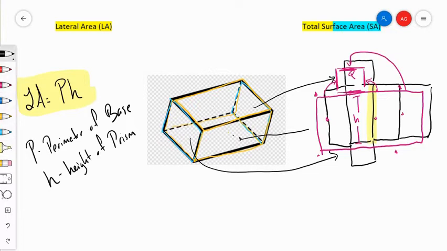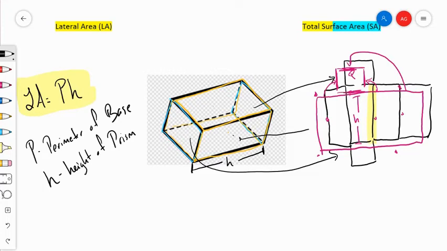One thing that's good about this is perimeter for any shape, you always just add up all the sides. So if it was a triangle, you add up all the sides. If it was a parallelogram, add up all the sides. If it was a trapezoid, add up all the sides. Hexagon, any regular polygon, you just add up all the sides. And then the height of the prism is just the distance from one base to the other base.